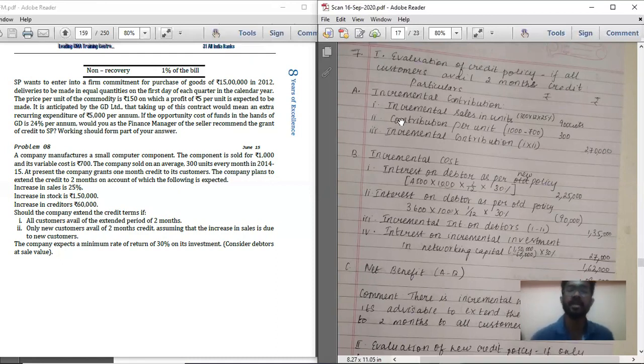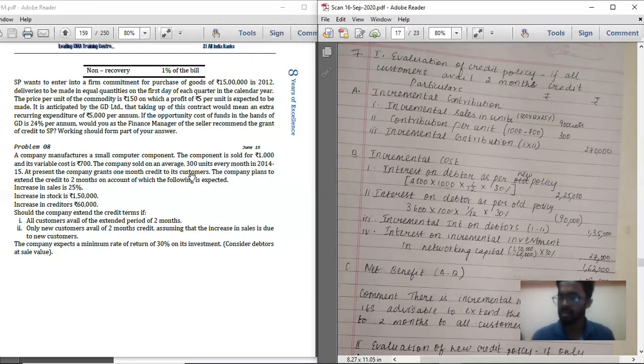Capital A, incremental contribution. Below that, small Roman number 1: what is the incremental sales in units? Incremental sales in units.